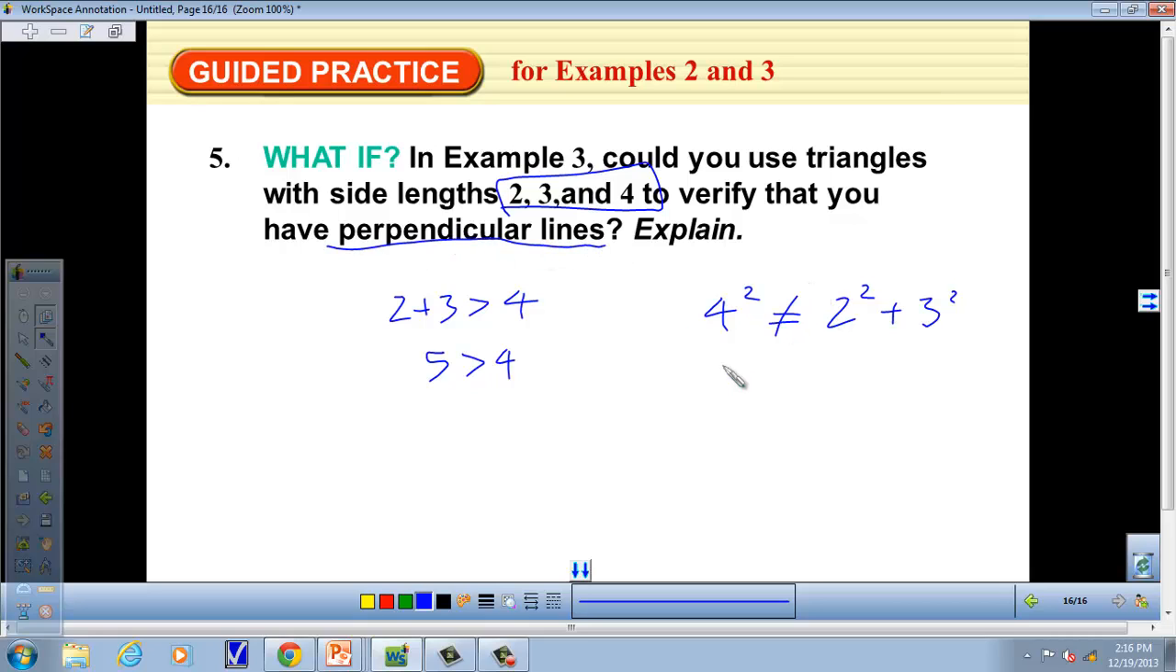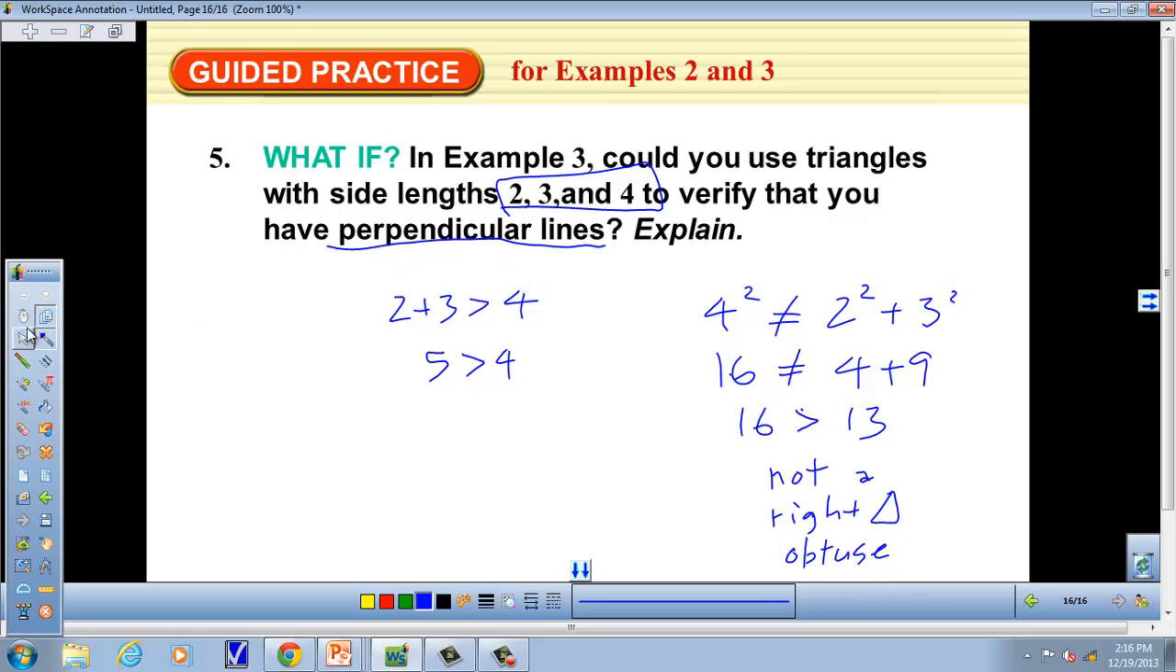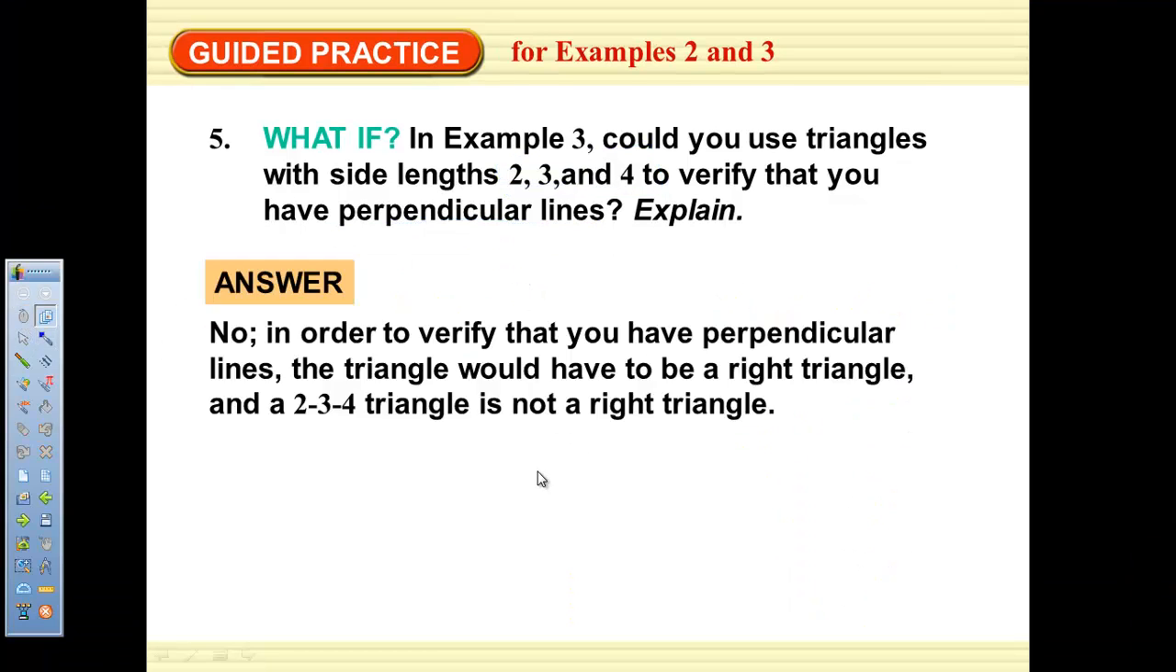I'll show why this isn't equal here. Sorry about that. Let's erase that. 16 is not equal to 4 plus 9, or 16 is not equal to 13. Therefore, this is not a right triangle, and in fact, because this is greater, we would say it's an obtuse triangle, and we can't use an obtuse triangle to show perpendicularity. Okay? So again, no, in order to verify it, we would have to have a right triangle, and it does not form a right triangle.